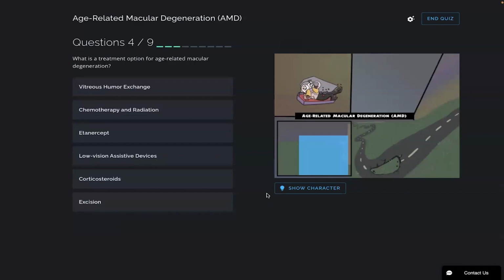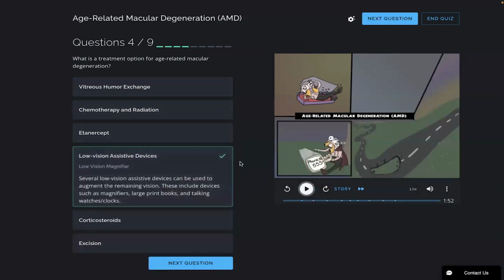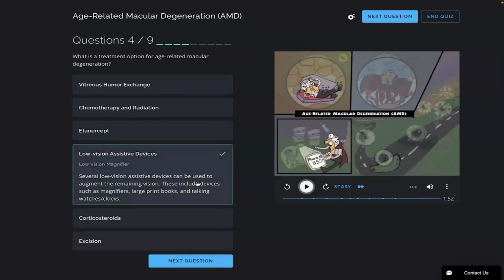Which is a treatment option for age-related macular degeneration. Okay, and then out of all these answers here, I remember the magnifying glass, so the low vision assistive devices. Several low vision assistive devices can be used to augment the remaining vision. These include devices such as magnifiers, large print books, and talking watches or clocks.